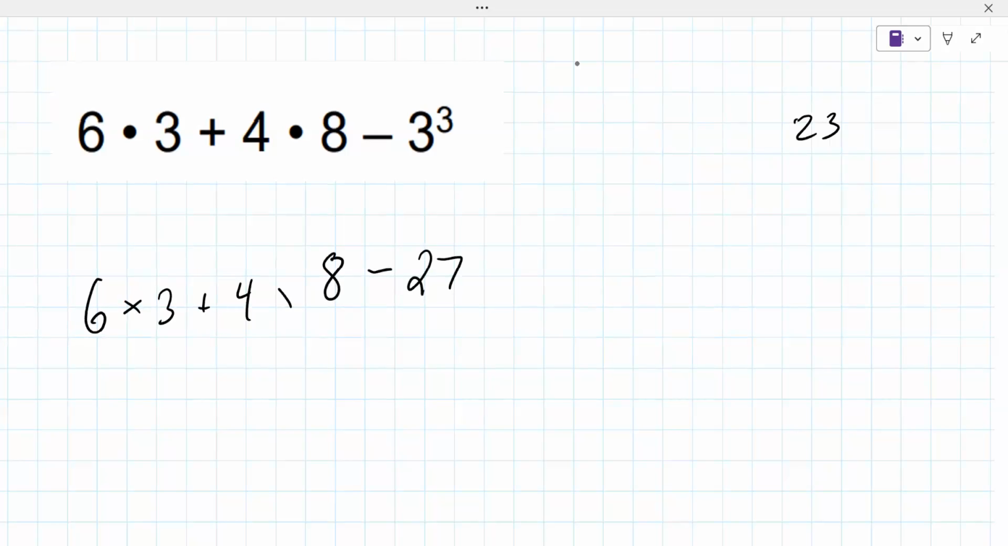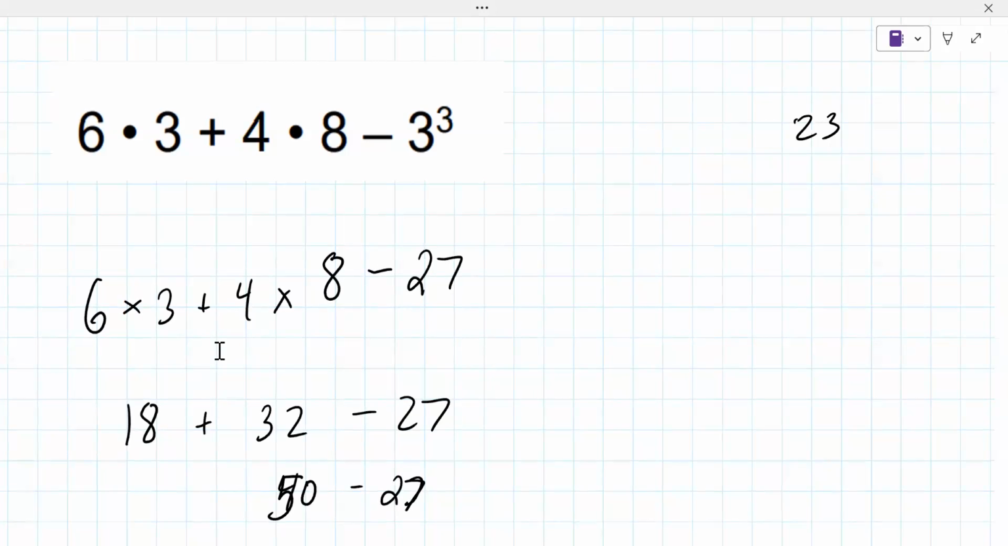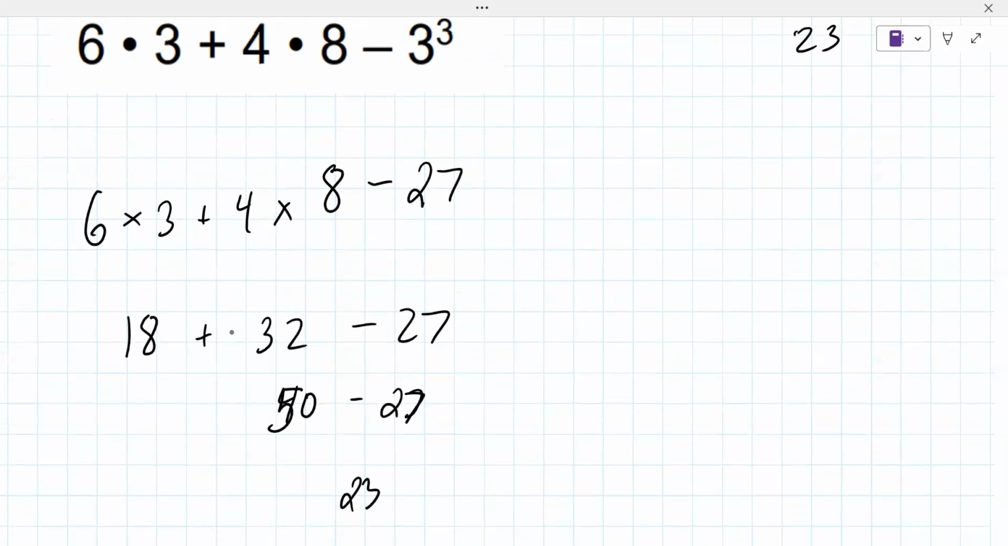And then I just set up the whole thing again. And then I did 6 times 3, which was 18. And then I did plus 4 times 8, which was 32 and then minus 27. Good. Excellent. And then I added 18 plus 32, which was 50, minus 27. Very good. Okay, you got it.